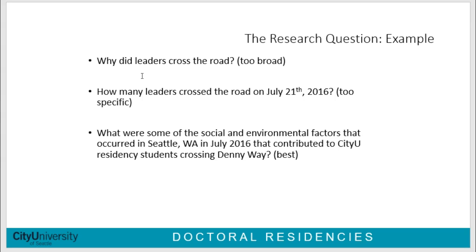It's way too specific. And then a better research question, and again, you want to address all the variables in your research questions: What were some of the social and environmental factors that occurred in Seattle, Washington in July of 2016 that contributed to residency students crossing Denny Way? It's very specific. You know who you're looking at, you know who your population is, you know what you're looking for. And so this one is a very good research question that you could actually answer, and that answer could help to solve the problem if you were studying why people cross the road. Well, why residency students cross the road.